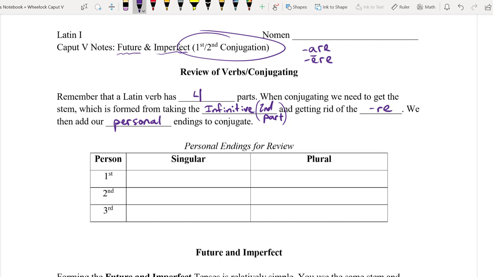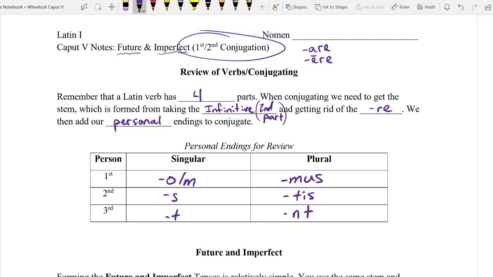To review the personal endings, we should know this chart at this point, but we have an O or M, S, T, mus, tis, and NT. And remember that these endings are what tell you what your subject is. We get a stem, but then we need to know what our subject is, and these endings are what tell you in Latin as opposed to the pronouns in English. So O/M, S, T, mus, tis, NT, or o/m, s, t, mus, tis, nt. Some of you know it that way.